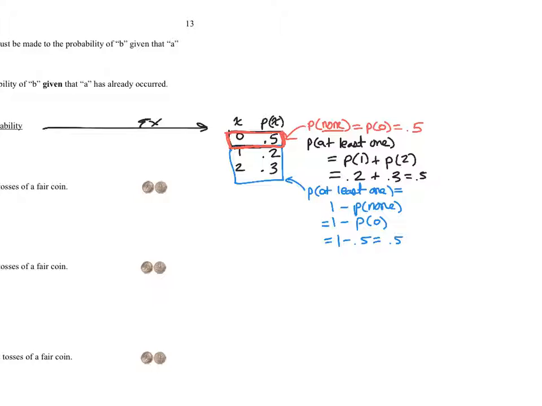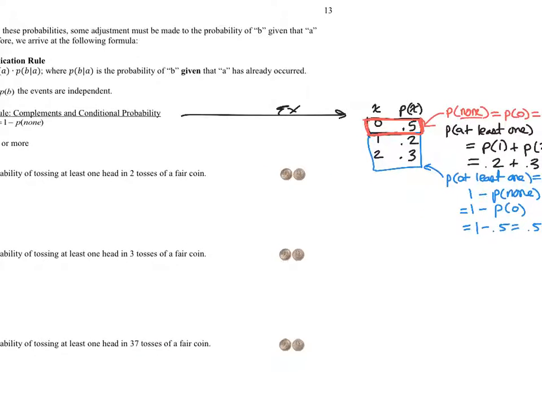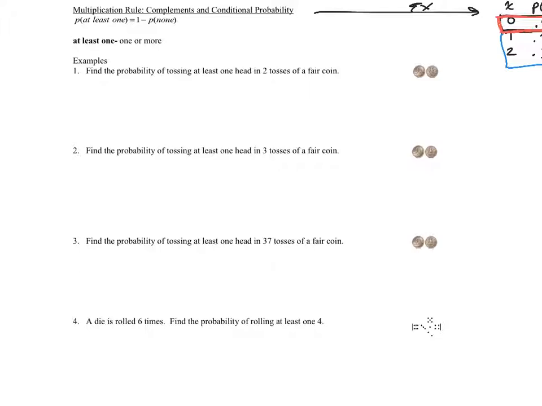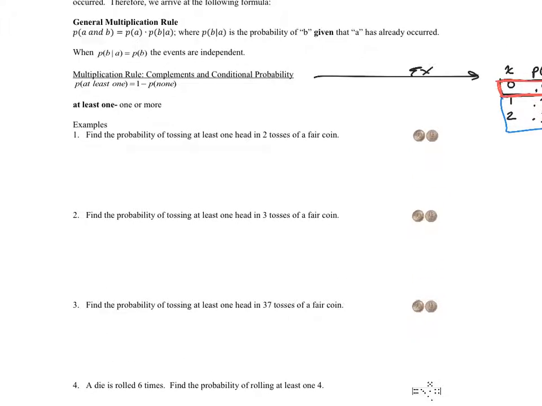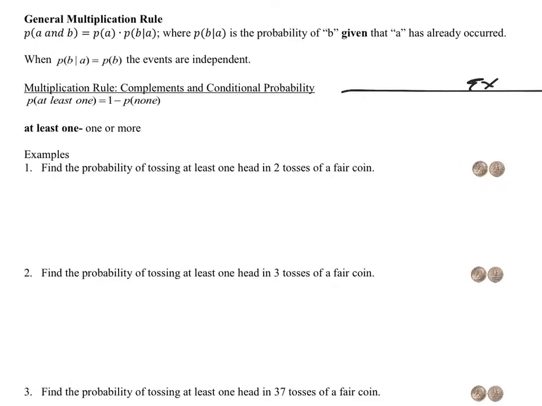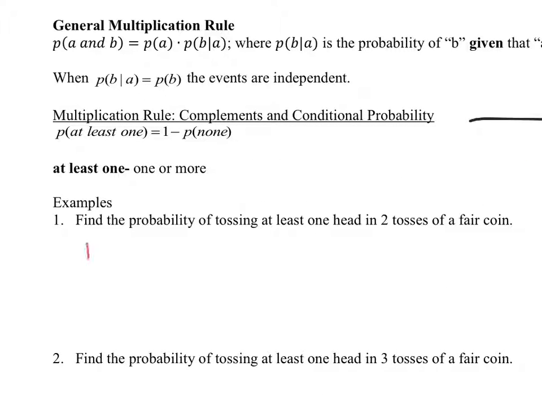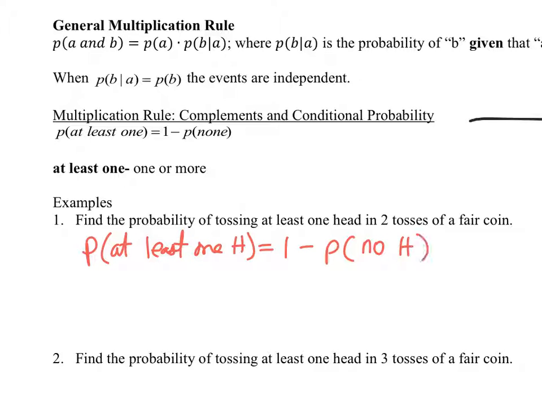All right, so we apply it to coins first, then dice, and then we get into some real world applications down the line. Right? The probability of tossing at least one head would be the same as, so at least one head would be 1 minus the probability of no heads in 2 tosses of a fair coin.